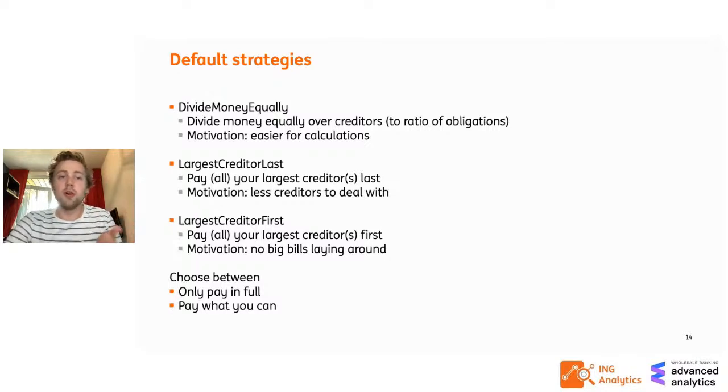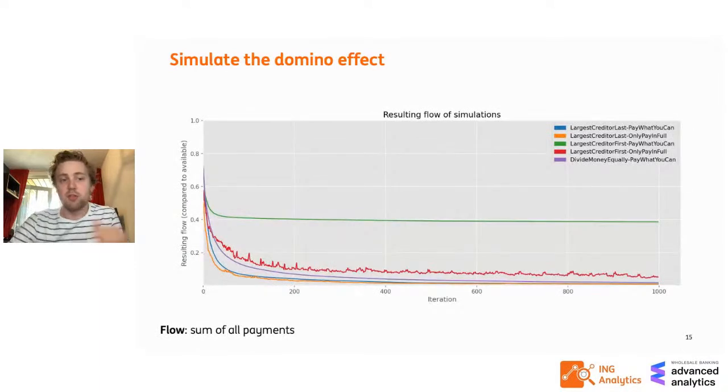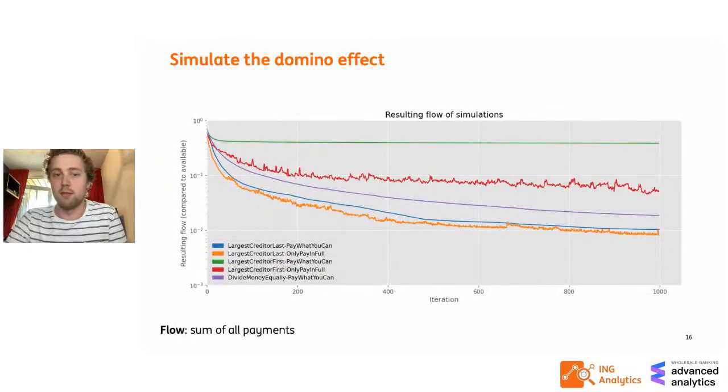So we observe the total flow of money in the network and see what the difference is between these strategies, and this looks like this. As you can see, most of them tend to zero quite quickly, so I will show this on a log plot. It's the same information as just now, but on a log scale. What we see here is the total flow of money compared to the available money flowing in the network, where the colors are the different strategies.